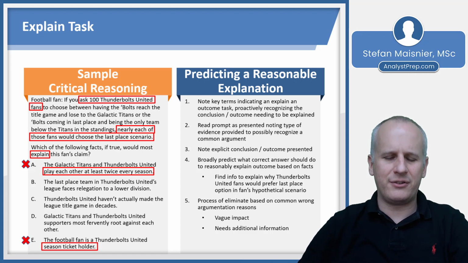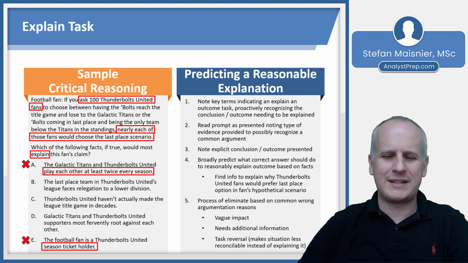We also have choice E, the football fan is a Thunderbolts United season ticket holder. Okay, wonderful. How does that relate to the other 100 fans? Are they season ticket holders? Again, we're going to need more information rather than be able to explain something solely on choice E, so we can eliminate it as well.